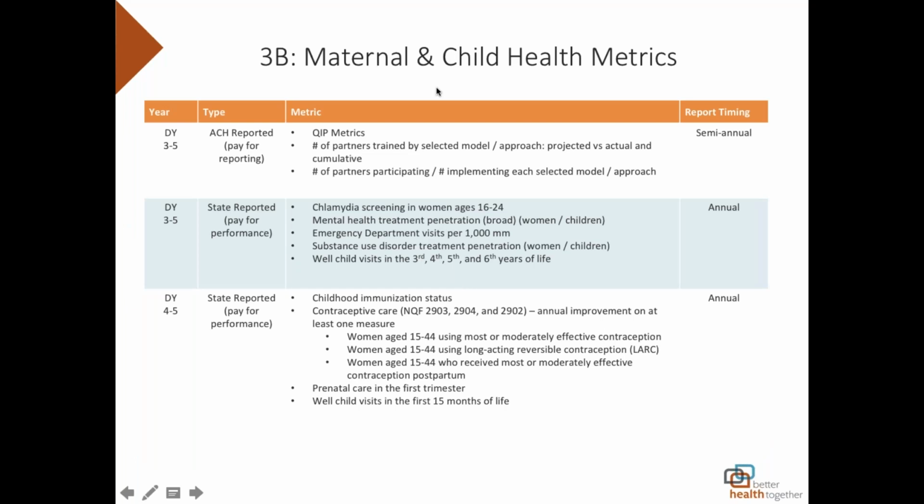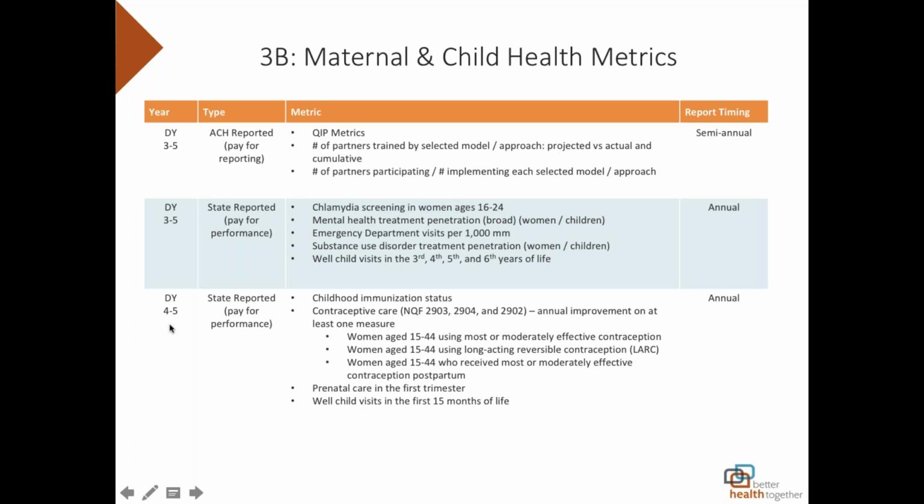So here is a timeline of the metrics that we would have to earn on and report on through the 5 years. It starts out with how many people we have trained and how many providers are prepared to implement this model. That's our last pay for reporting, the 25% pay for milestones that happens in year three. But once we're moving through years three and five, we increase the number of metrics that we're earning on. Starting in year three, we would start to report on chlamydia screening, mental health treatment penetration, emergency department visits, substance use treatment, and well child visits. So between years three and five, we would need to be reporting and showing improvements on these metrics.